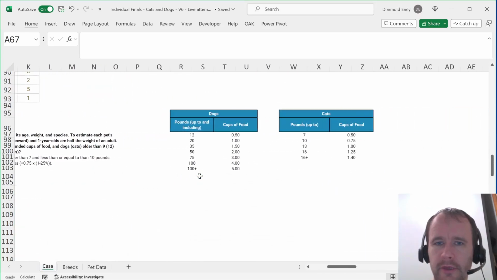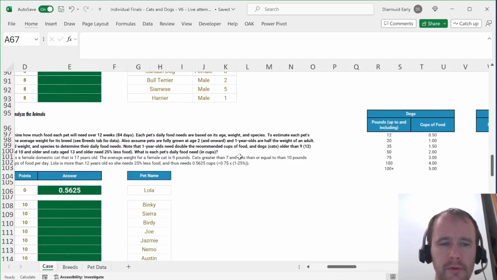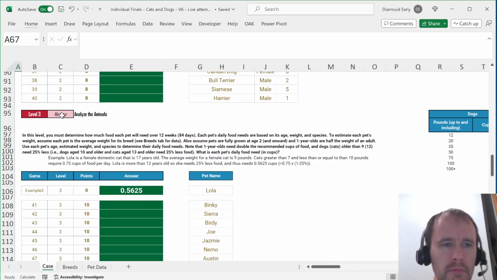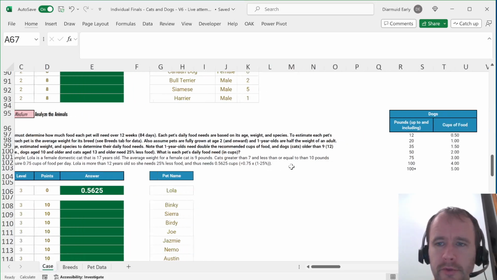Okay, analyze the animals. Oh, there's a bunch of other tables here. Pounds up to and including cups of food. Okay. In this level, you must determine how much food each pet will need over 12 weeks, 84 days. Each pet's daily food needs are based on its age, weight, and species. To estimate each pet's weight, assume each pet is the average weight for its breed. Also assume pets are fully grown at age 2 and onward, and 1-year-olds are half the weight of an adult.